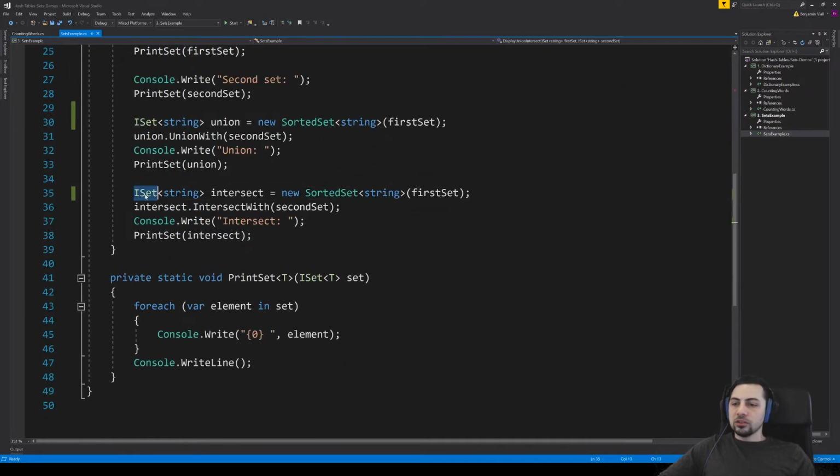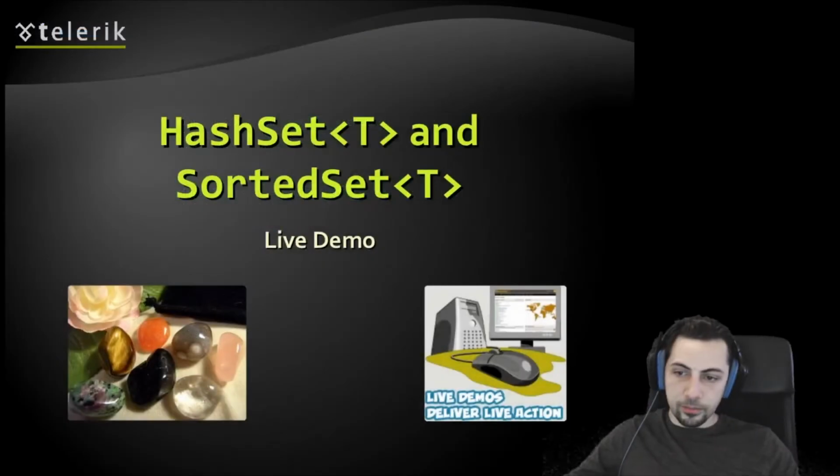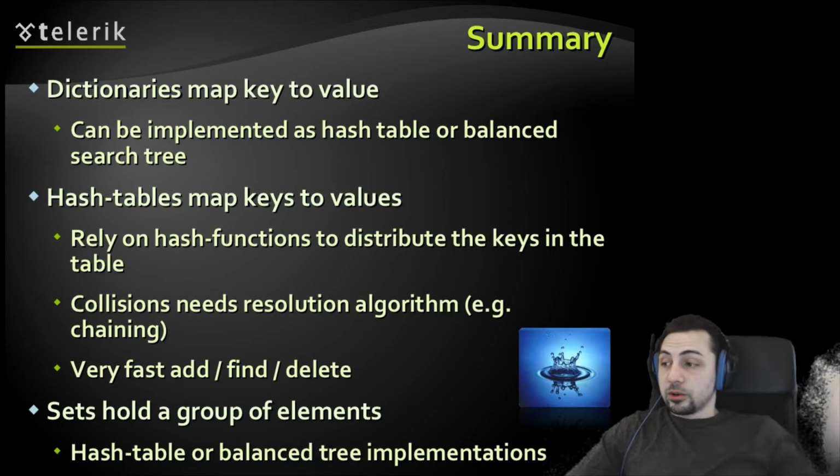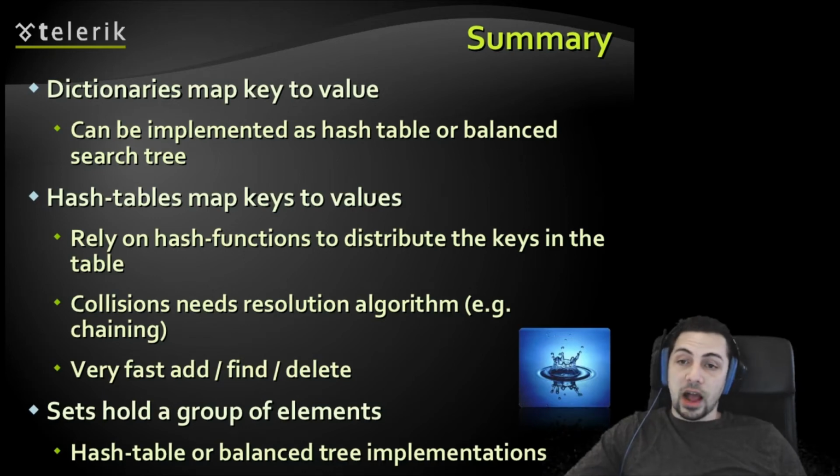So you can use a base interface pointer to point to any type of set, sorted or hash. So this is actually the end of where we were trying to get to last class on Friday.